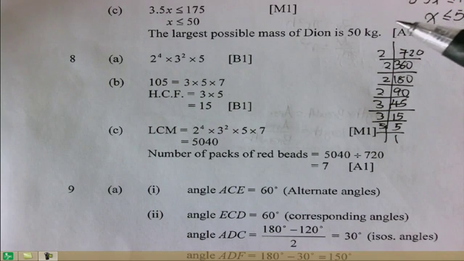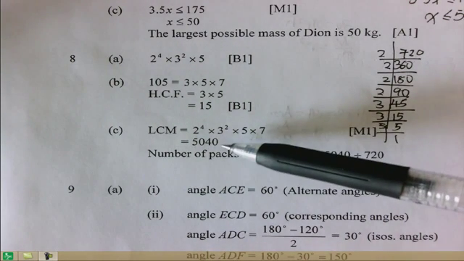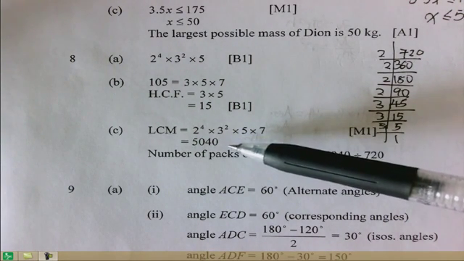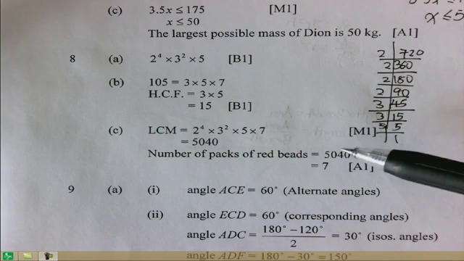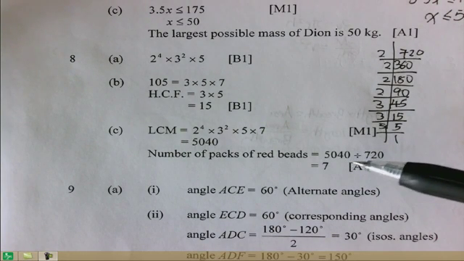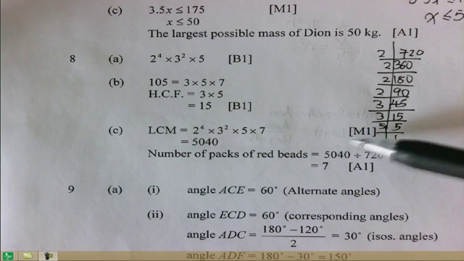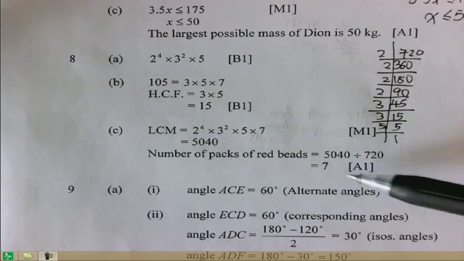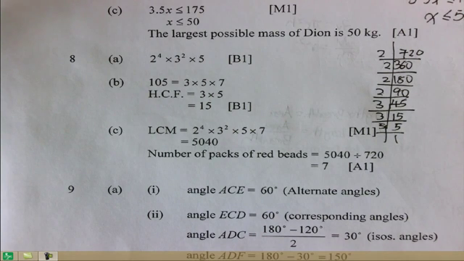And finally, they say we want to find the number of packs of red beads. We take 5040, we divide by 720. Because if you bought 5040 beads, you divide it by 720, which is the number in each pack, you'll find that you get 7 packs of red beads. Okay, now we shall move on to question 9.